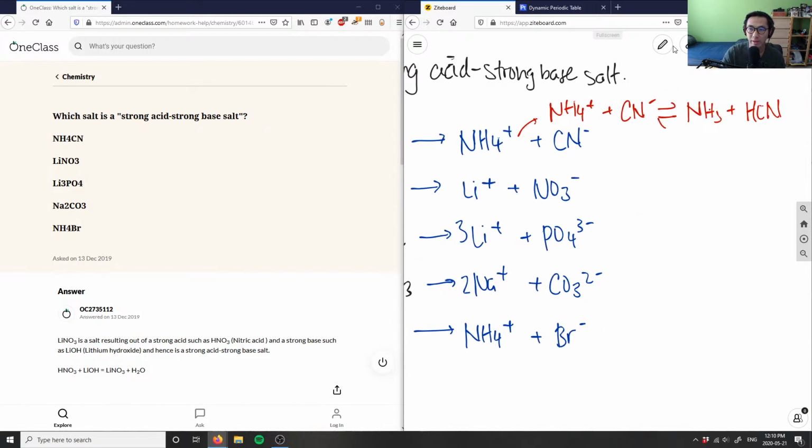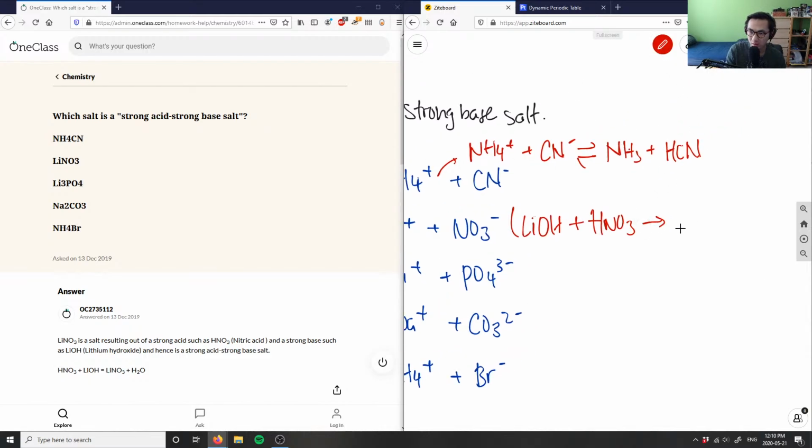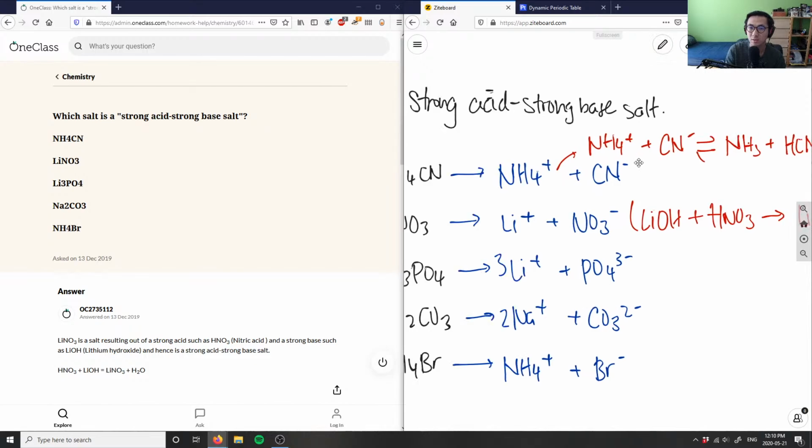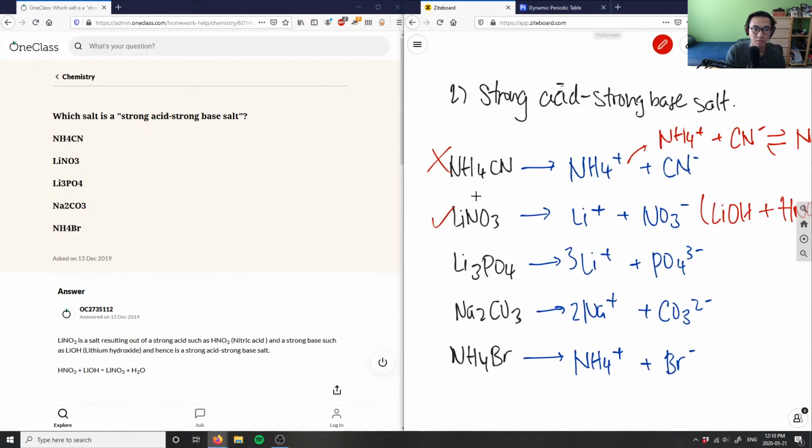LiNO3 here, this one would actually be a strong base and strong acid. And why we know that is because I have lithium. I can make lithium hydroxide from it, which is a very, very strong base. LiOH plus HNO3. If I were to protonate NO3 here, this would be HNO3, which is nitric acid, and this would actually make our lithium nitrate, which is our product, plus H2O, and would not be in equilibrium. So this one would be a strong base, strong acid salt here. So this is our correct answer.